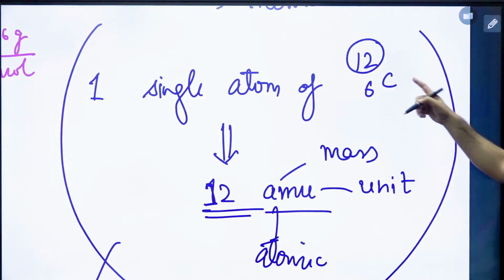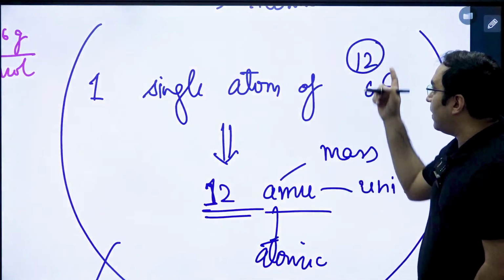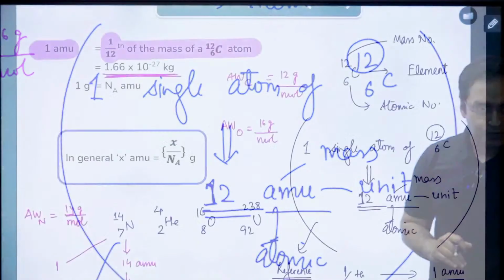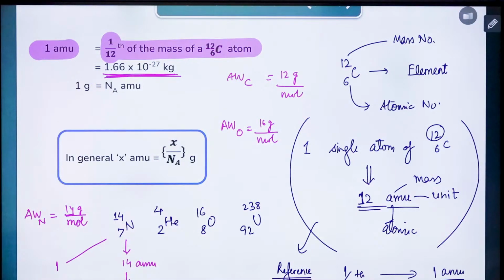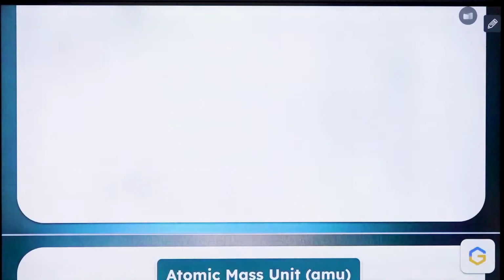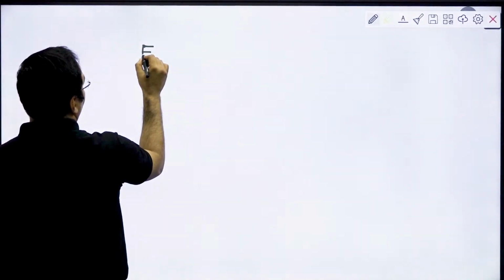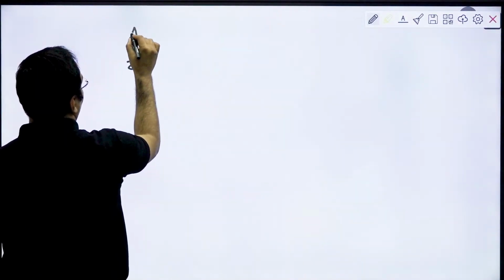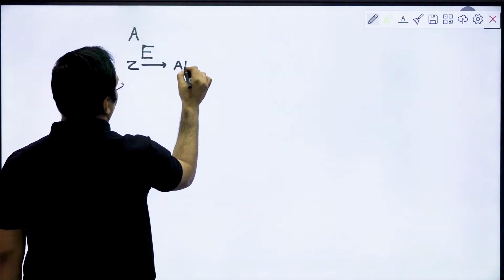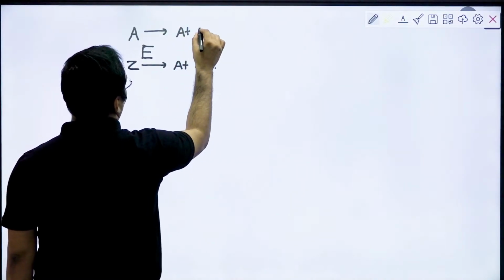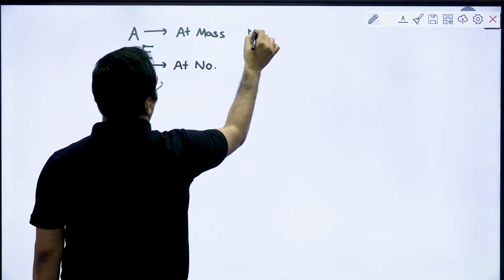Single atom 6C12. This 12 is called mass number, and 12 AMU, atomic mass unit, will be the mass of it. Atomic number is first: 6 is atomic number, 12 is mass number. Whenever you write any element, there are two numbers, Z and A. Z is atomic number and A is atomic mass, you can say, or mass number.